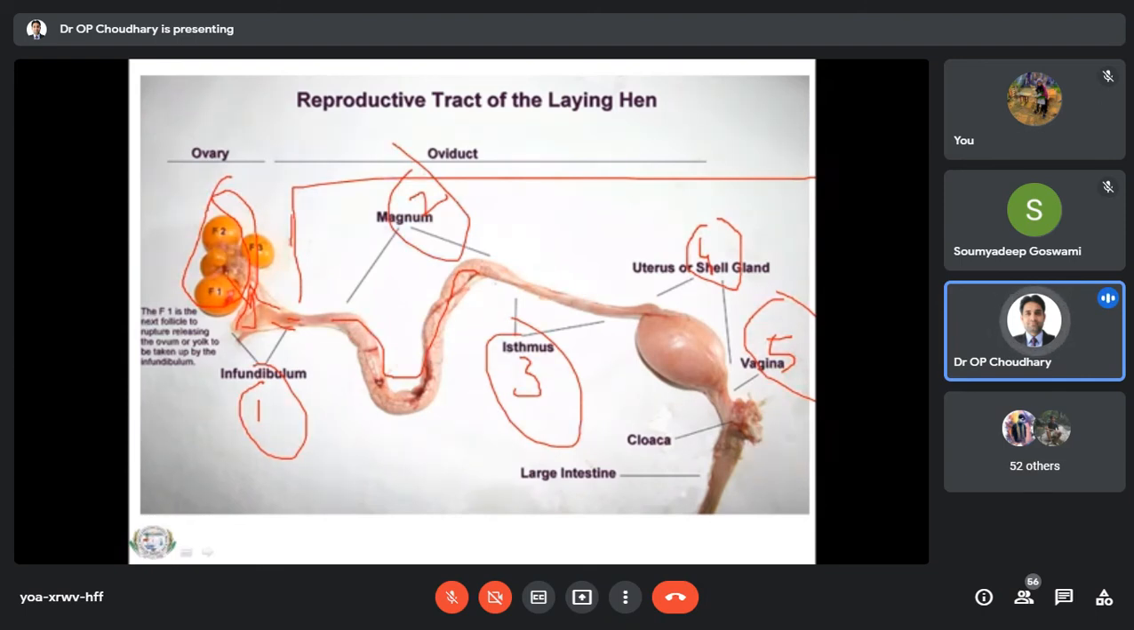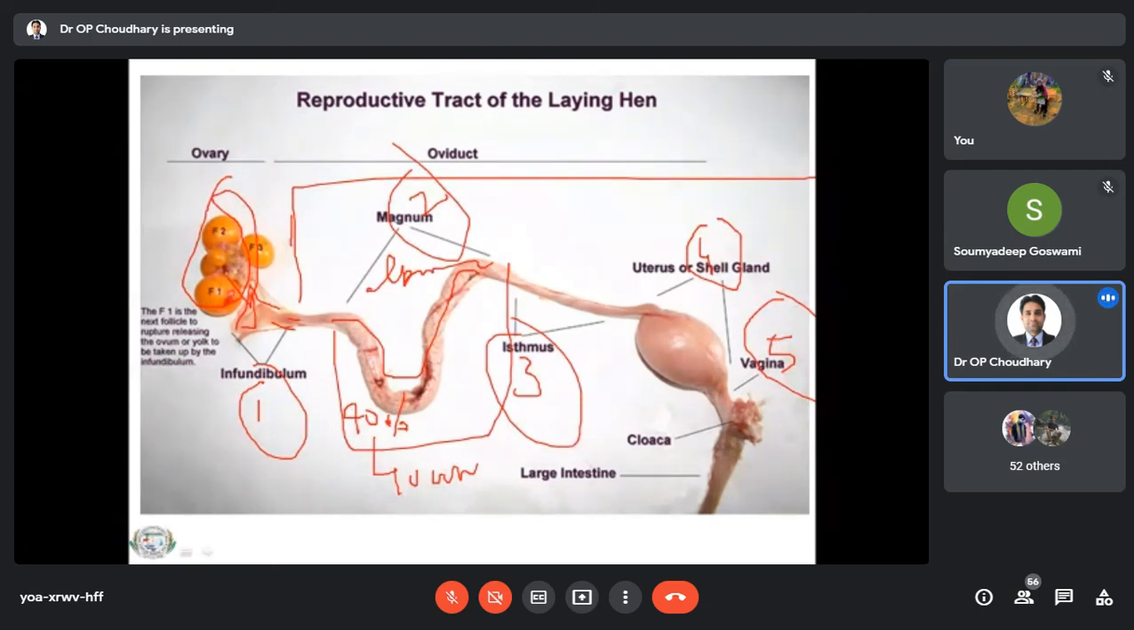Okay, this magnum usually secretes the albumin. It is also called the albumin secreting part, and it forms the major part of the oviduct. This part is usually 40 centimeter in length and is made up of thick walls, and it secretes about 40% of the albumin of the total egg. So the second part of the oviduct in birds is the magnum.